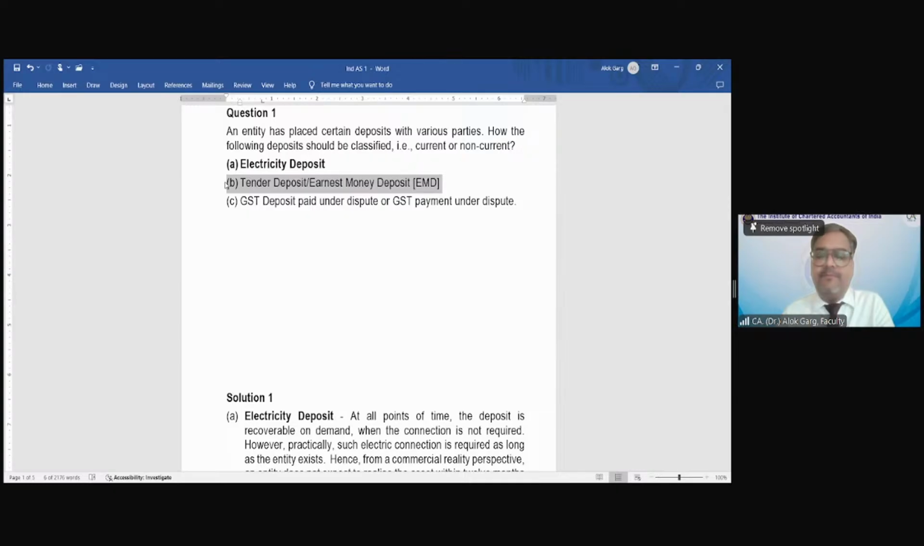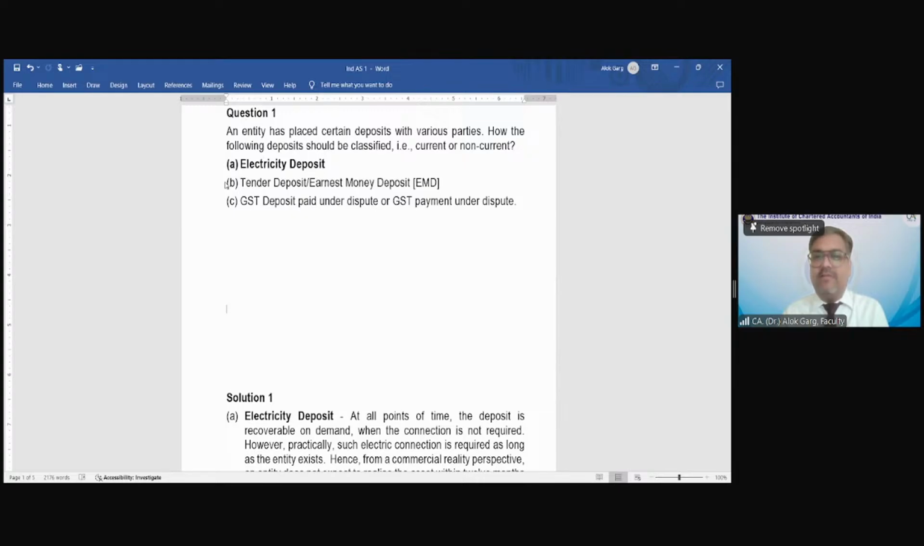Now what happens? They will come out with a tender after a certain period of time. If the company wins the tender, then that money will be adjusted. If the company doesn't win the bid, then the money will be refunded. Now the question is, what is the nature of this tender deposit or earnest money deposit in the books of accounts? Whether it should be classified as current or non-current.